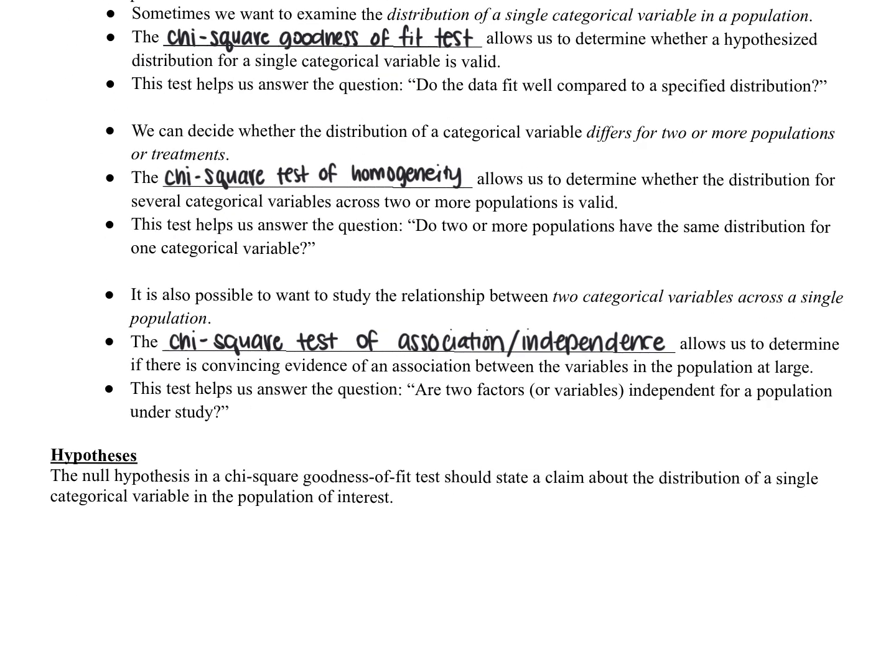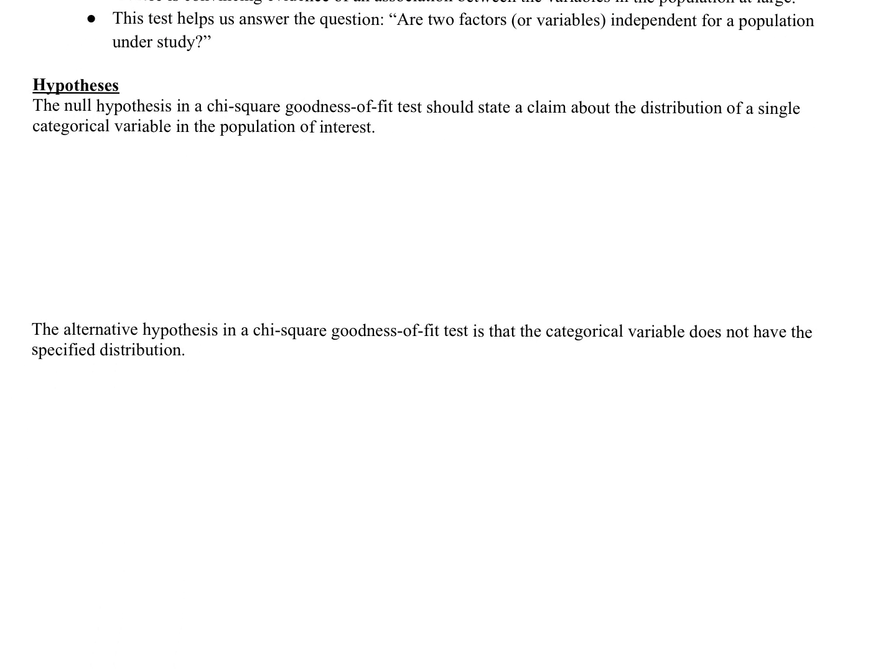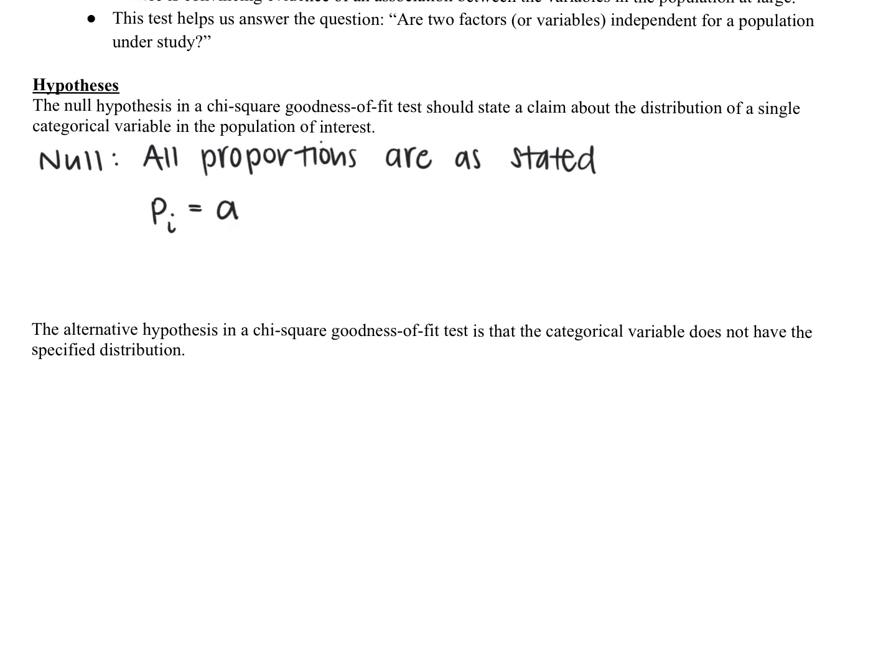To start off, we're going to talk about the hypotheses for a chi-square goodness of fit test. The null hypothesis is going to state a claim about the distribution of a single categorical variable in the population of interest. So our null hypothesis is going to say all proportions are as stated. Then we state our proportions. So our p sub i's, however many proportions we have, are equal to their purported value.